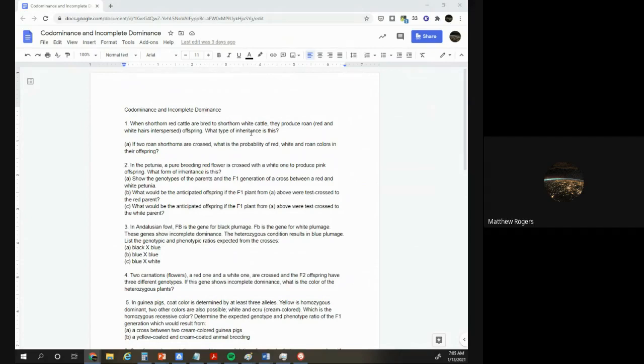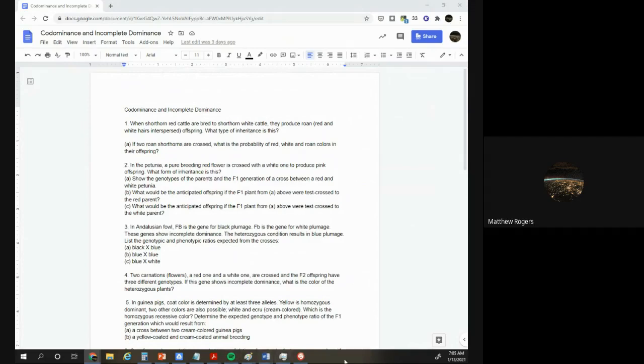Okay. If two roan, so let's pick big R, little r. Two roans reproduce with each other. What are the resulting probabilities of everything? So I think they're looking at phenotypes mostly. It says for the color. So big R, big R, big R, little r, big R, little r, little r, little r. So it'd be 25% big R, big R, which equals red.